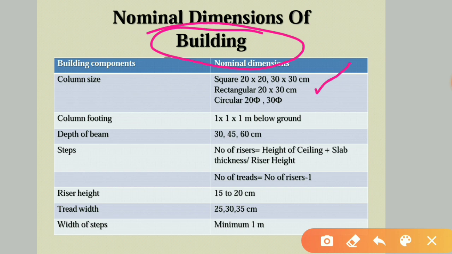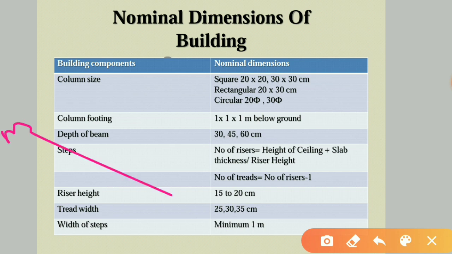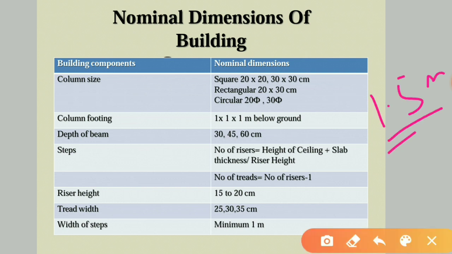We'll also be using circular columns, meaning 20 centimeter diameter or 30 centimeter diameter. Both will be adopted. Column footing is mostly 1 meter by 1 meter by 1 meter, meaning 1 meter length, 1 meter width, and 1 meter depth is the general dimension for column footing. Or more will also be adopted based on the soil characteristics or the strength characteristics of that particular soil. The most used depth is 1.5 meters. Depth of the footing we will be using is 1.5 meters. Width also, 1.5 is more commonly used.